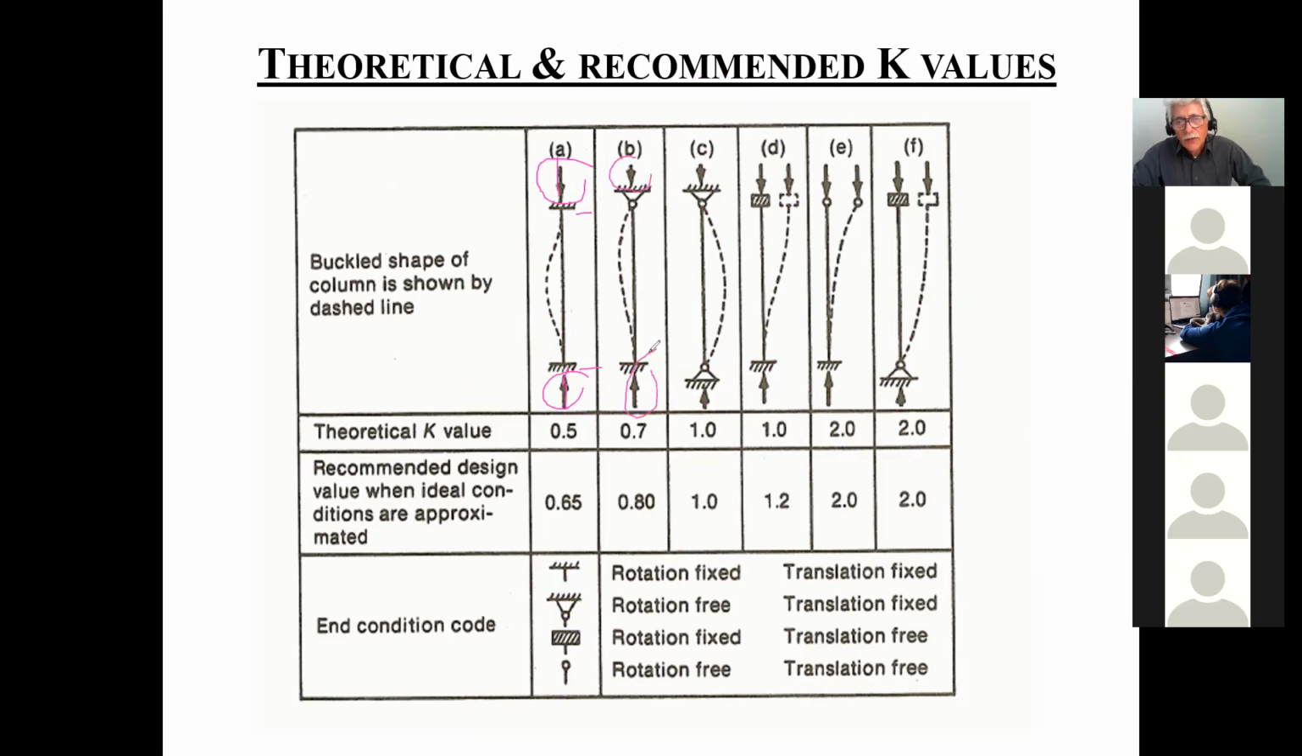I got involved in a file where we had columns like this, okay? And on the columns, there were brackets, and the brackets were supporting these pallets, like this. And because the loads were applied through the length of the member, I recalculated the K value for this, okay?